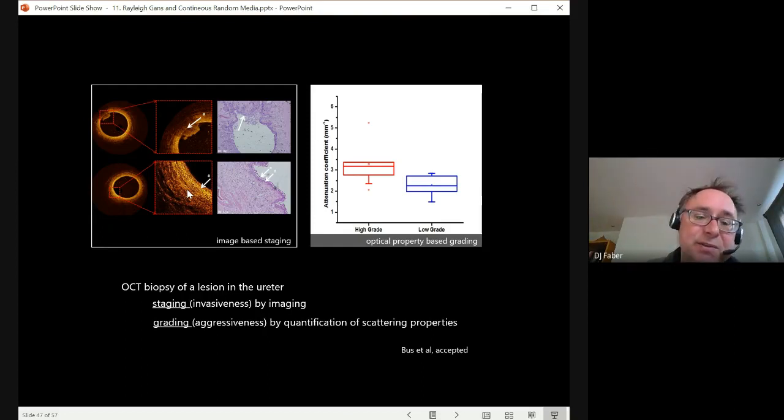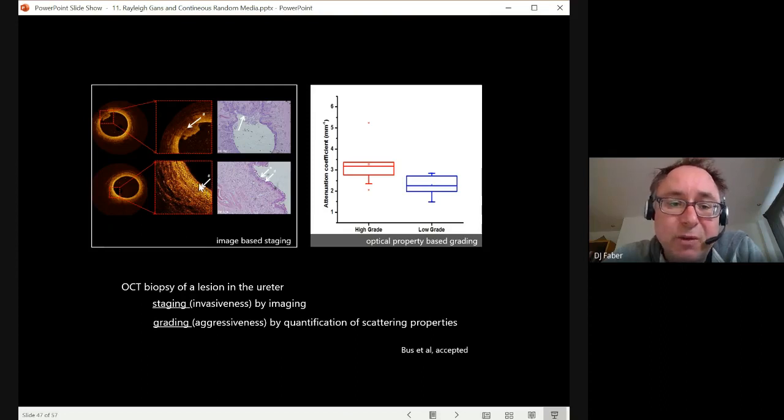And then our hypothesis has been for a couple of years now that we can do that by measuring the optical properties of such a region, and see if we can find differences between the optical properties in order to do this grading. That turns out to be feasible for this tissue type. At least it was possible to measure these attenuation coefficients from OCT images.